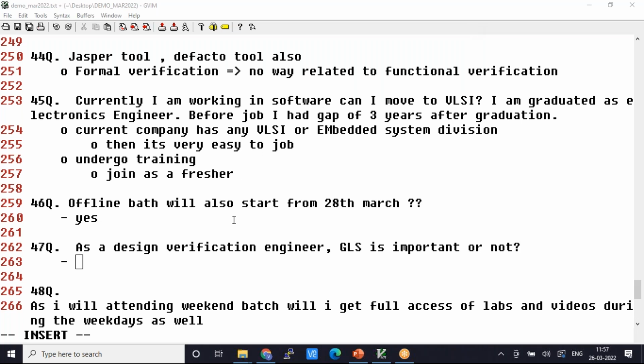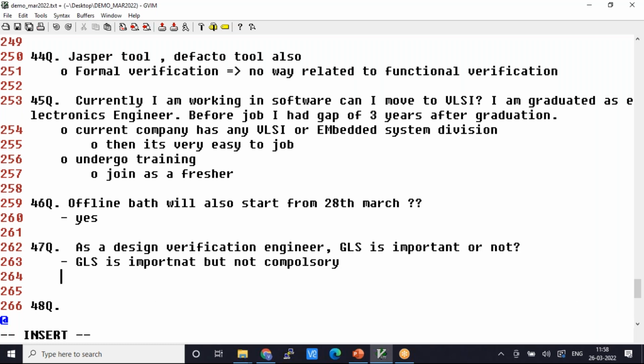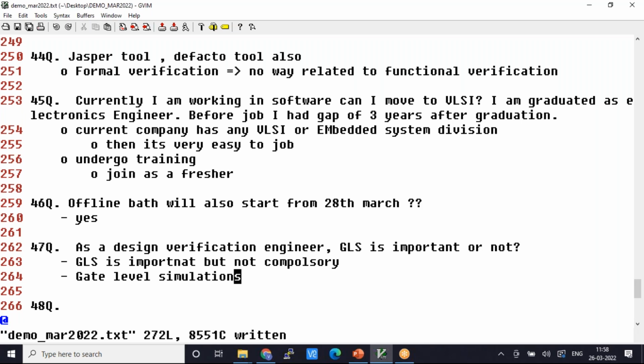As a design verification engineer, is GLS important or not? GLS is important, but not essential, not compulsory. For someone who is new to gate level simulations, as it's called, GLS is important, but it's not compulsory.